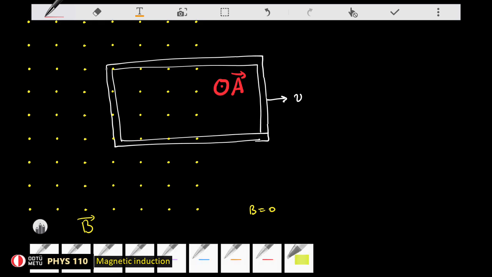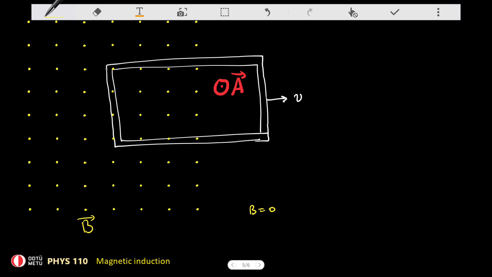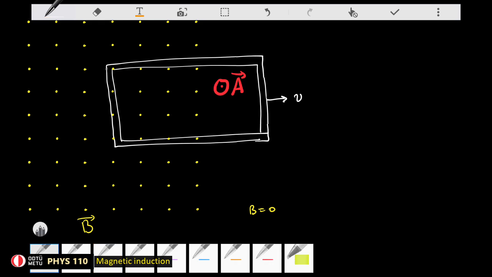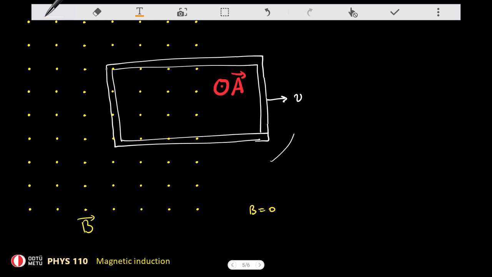So somehow, therefore, an induced... I don't know how to do this. All right. So an induced current, let me just say it like that. So there's some kind of an induced current. First, there is an induced EMF, and therefore there's an induced current that's produced in here.